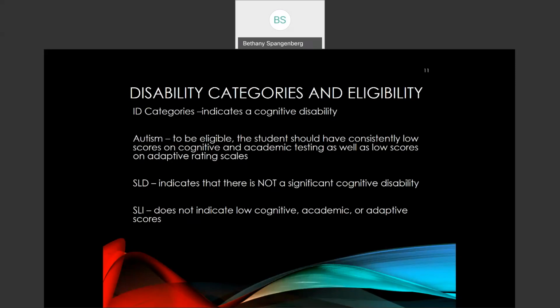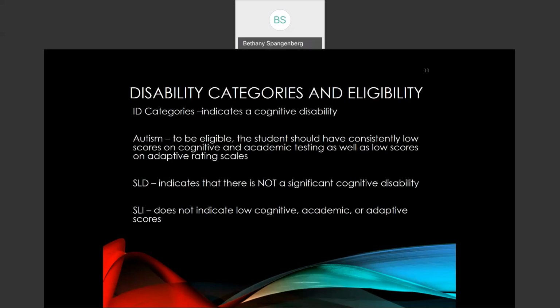Many students with autism also qualify for alternate assessments. However, the IEP team must ensure that they have evidence to support that the student has low cognitive, academic, and adaptive scores, as well as using other sources of evidence that all eligibility criteria are met. Of all the students in the state with the autism category for special education, only about 26% are determined eligible for alternate assessments.